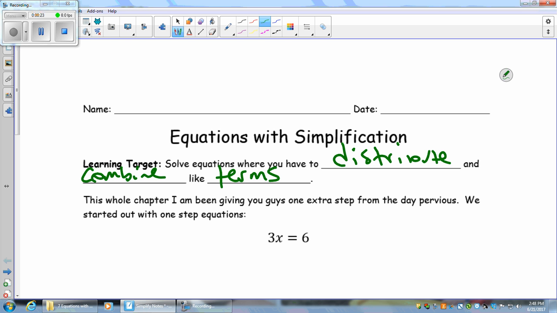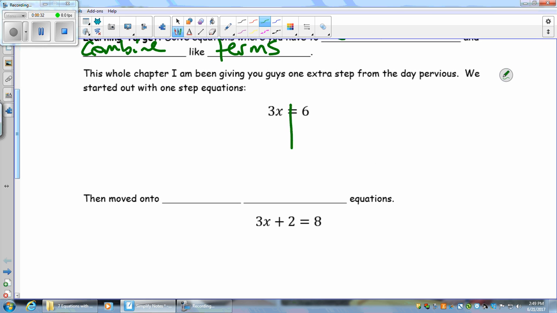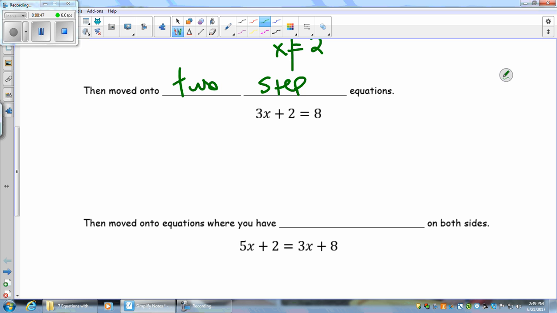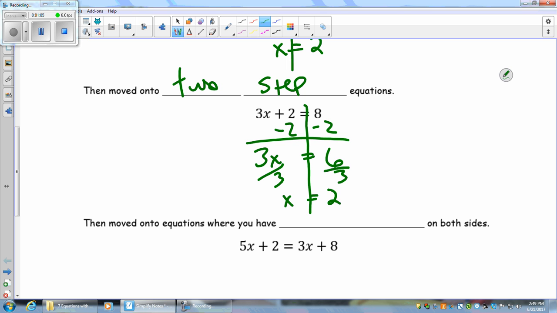Now this whole chapter I've been giving you guys one extra step from the day previous. We started out with one-step equations that looked like this. And we drew the mirror down, and we divided both sides by 3, and we ended up getting x is equal to 2. It's that simple. Then we moved on to two-step equations. And it was almost the same process, except we had to do two things. We had to get rid of that 3 and that 2. And the big part of that day was which one do we get rid of first. So which one do we get rid of first? Obviously the thing that we're not attached to, so let's minus 2 from both sides to get 3x is 6 yet again, and then divide by 3 and get x is 2.